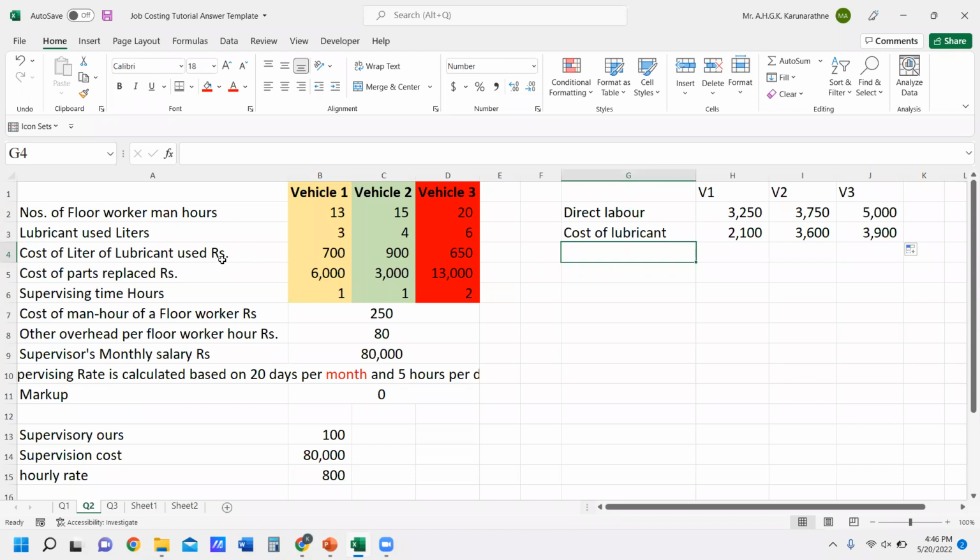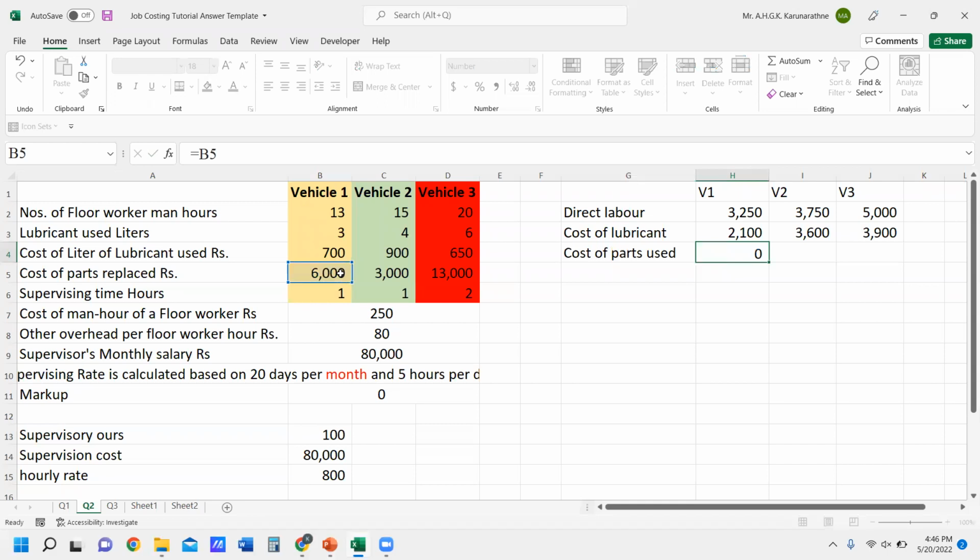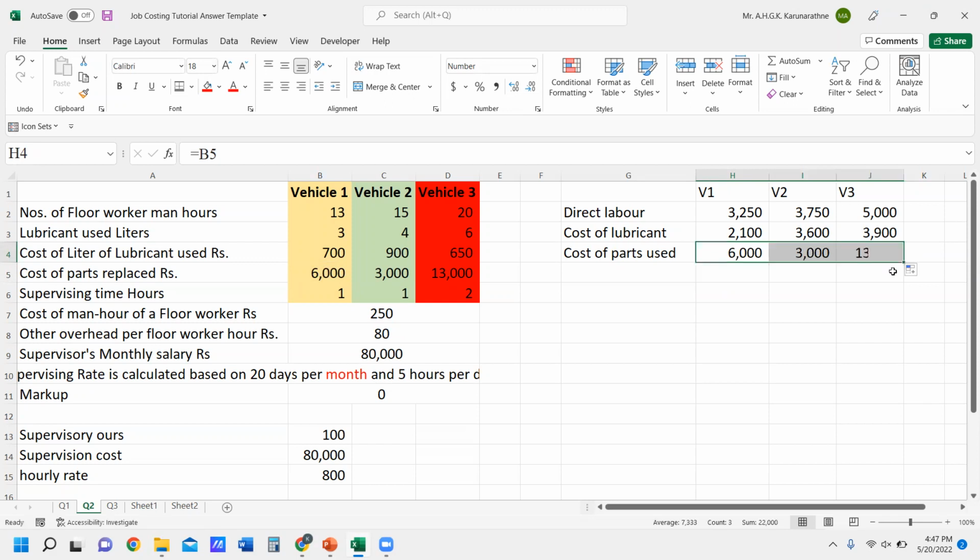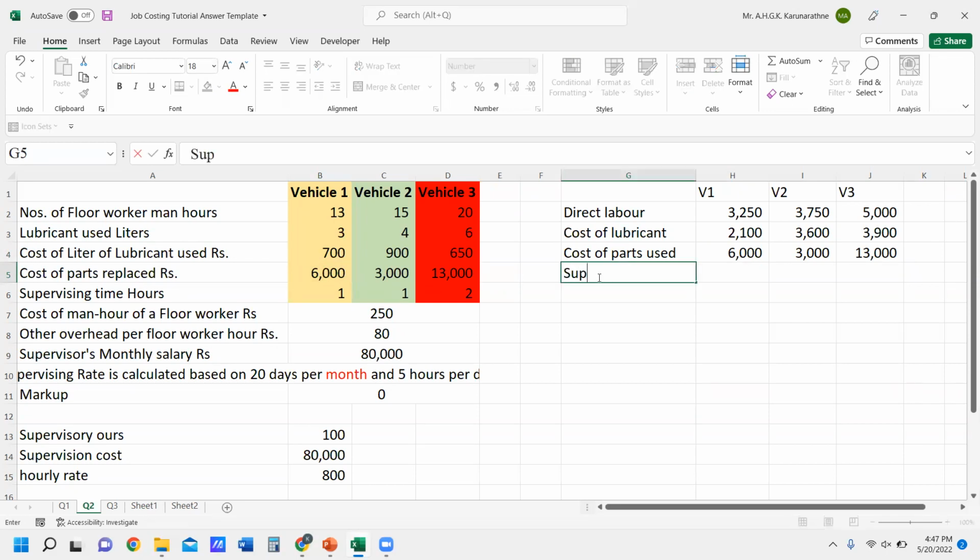Then lubricant cost considered, cost of parts, right? Cost of parts used or consumed is directly given. You can just use this and copy it to other parts. Okay. What else? Cost of parts considered. Supervisory cost, yes. Supervisory cost equal. This is the number of hours used.